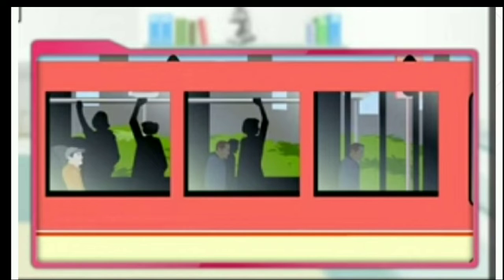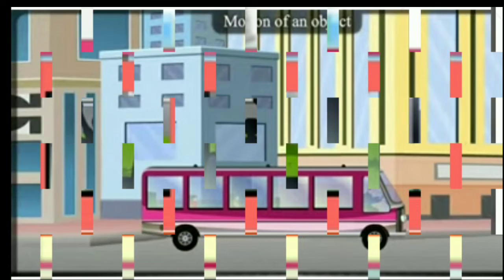Now, children, just think about it. You are traveling in a bus. So, is the person sitting next to you in motion? What do we take into consideration to decide if an object is moving or not? That means we decide that motion is a relative concept. Motion is relative.